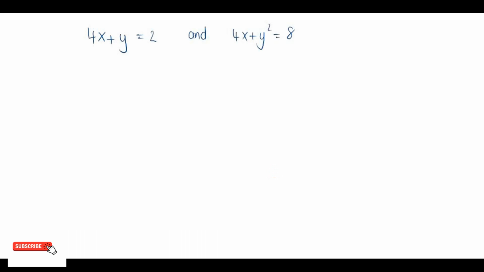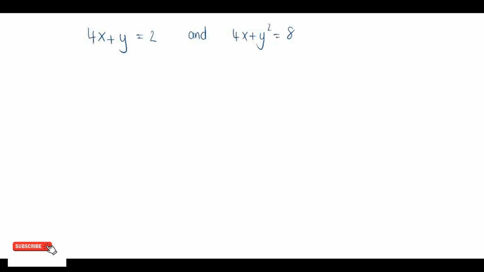All right, so we are required to solve this equation simultaneously, given 4x plus y, which is equal to 2, and 4x plus y squared, which is equal to 8. All right, guys, when you're doing simultaneous equations, you need to have an equation 1 where you've basically isolated either the x or the y, right?